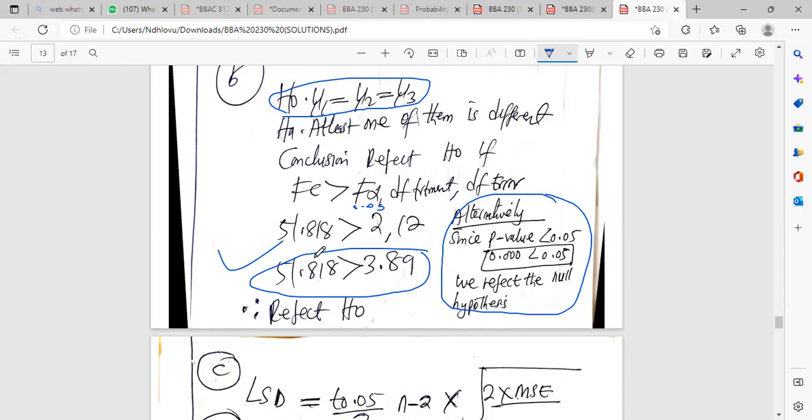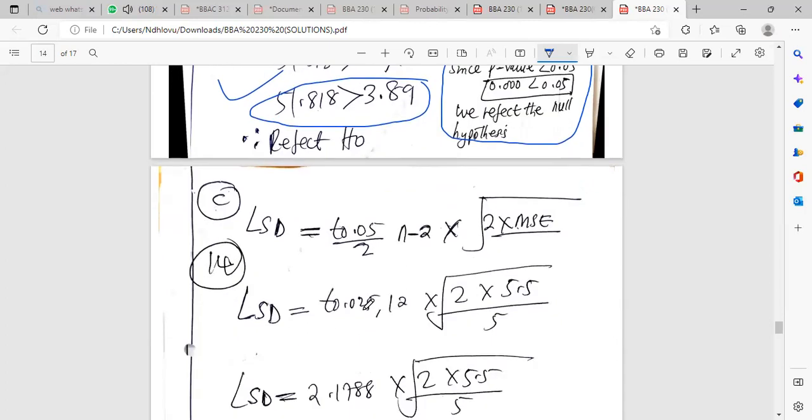Okay, so now looking at LSD, which is the least significant difference. This is the least significant difference.